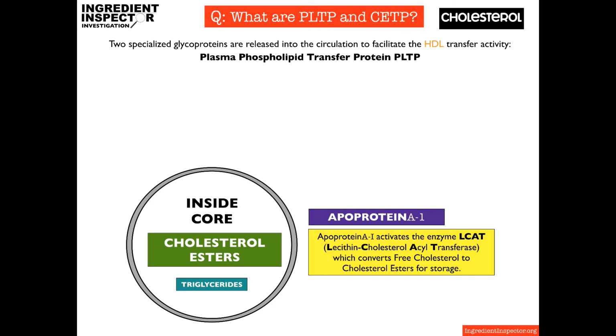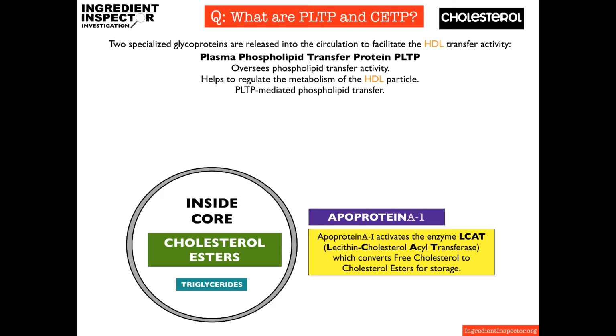Plasma phospholipid transfer protein, PLTP, oversees the phospholipid transfer activity of HDL. It helps to regulate the metabolism of the HDL particle, keeping it healthy and in balance. So this is referred to as PLTP-mediated phospholipid transfer.